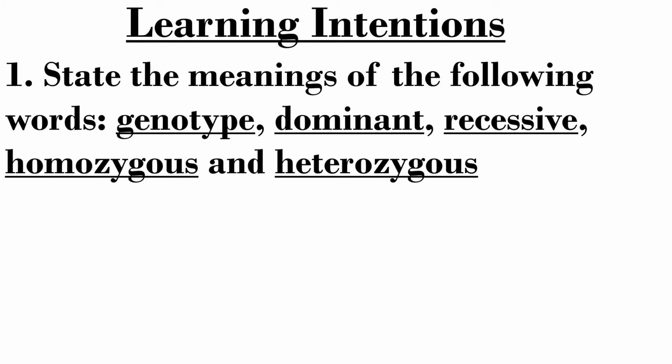So the next section of this, we're going to take it on a bit further, and we're going to bring in some more words and relate it to inheritance. So we've got genotype, dominant, recessive, homozygous, and heterozygous.